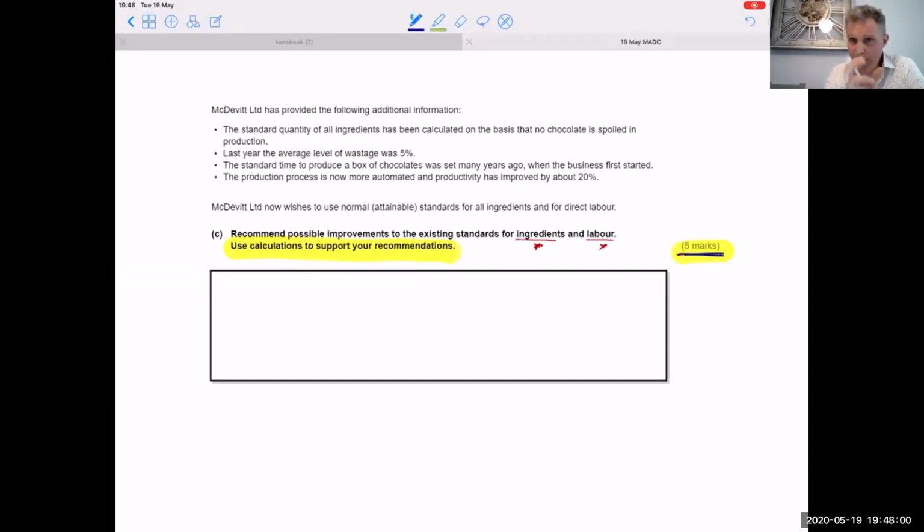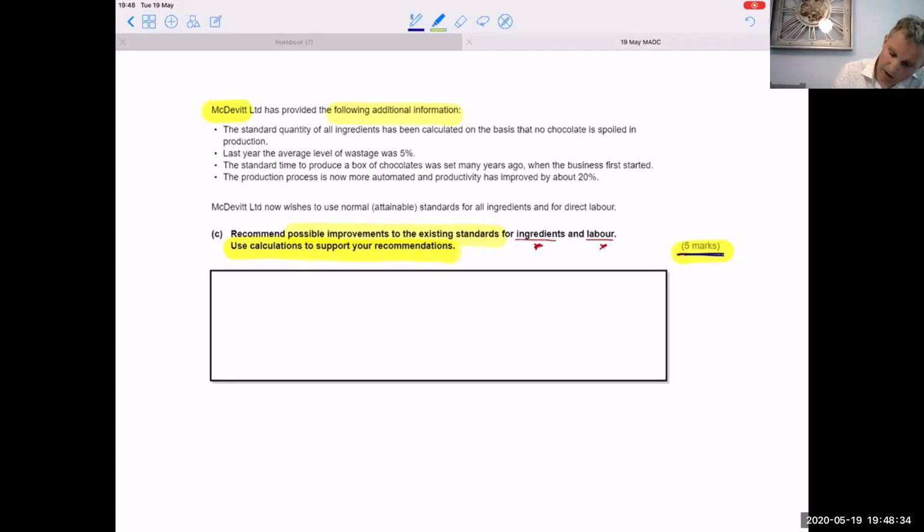This is something that made me think of it when I was reviewing this question before we came back on tonight: there are actually some little maths tricks here that are going to trip some people up in the exam. So we've got some information here. McDevitt Limited has provided the following additional information. We're asked to recommend possible improvements to the existing standards. I will be covering things like rearranging equations in future weeks.